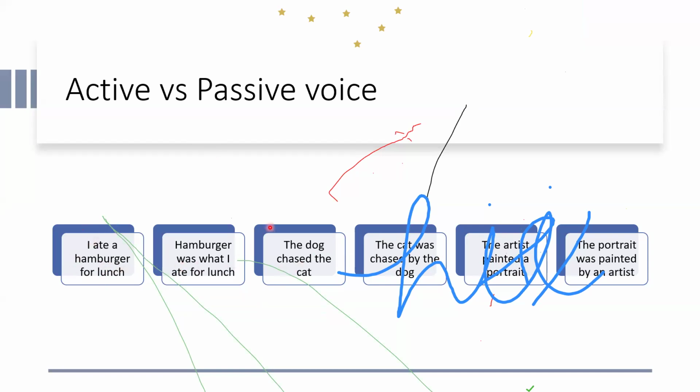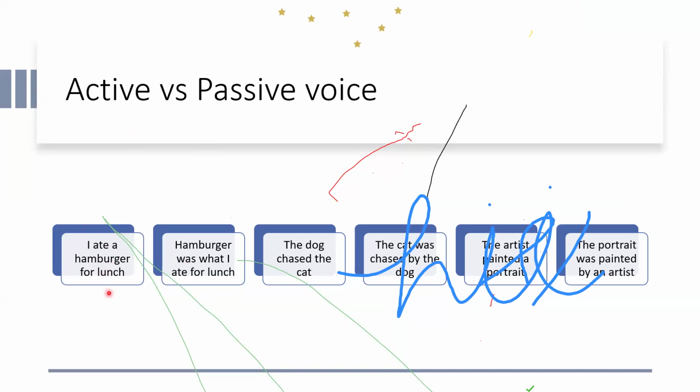Do you understand active, or should I explain? There's a subject and there's an object. The subject is the one that is taking the action, and the object is the one the action is taken upon. So is this one active or passive?